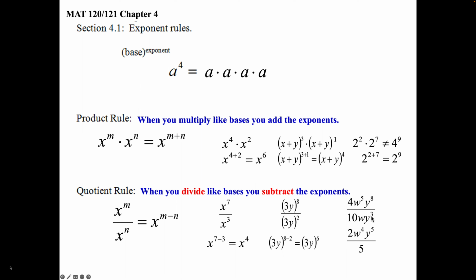y to the eighth divided by y to the third. 8 minus 3 is 5. y to the fifth stays in the numerator. And the golden rule that we like to use is whichever base has the biggest power, that's where your base stays. And we'll look at some examples when the bigger power on the base is in the denominator. But for right now, keep it simple.